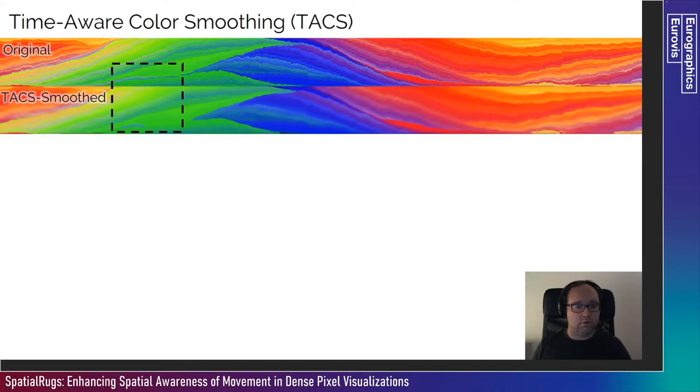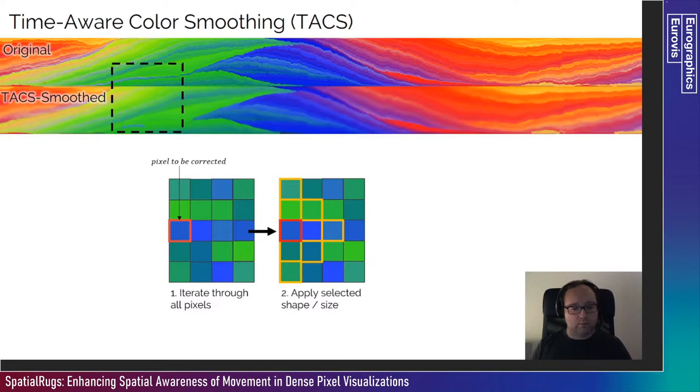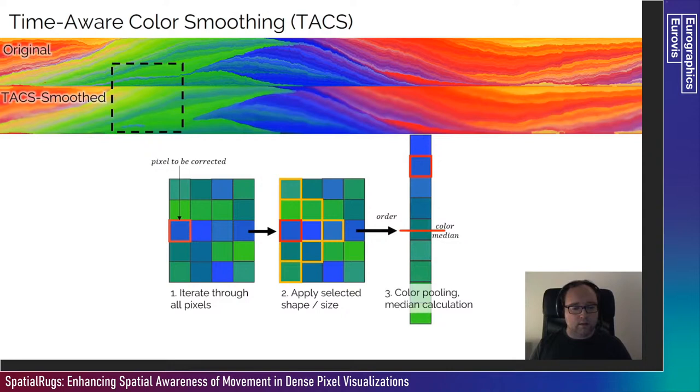So how does this work? First of all, we iterate through all of the pixels. If we have a pixel that is to be smoothed, we apply a smoothing matrix where we can parameterize the shape and the size. We take the pixels within the matrix, order them by color, determine a color median, and then apply this median to the pixel that is to be smoothed.